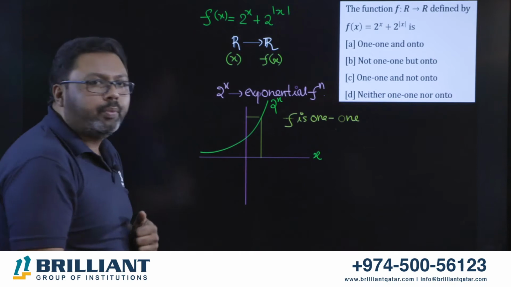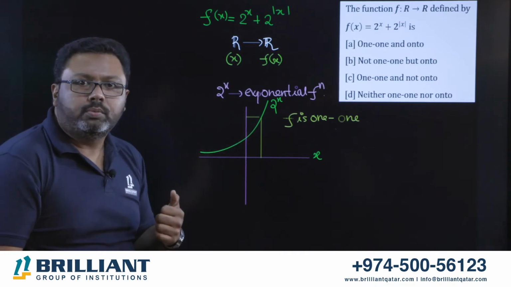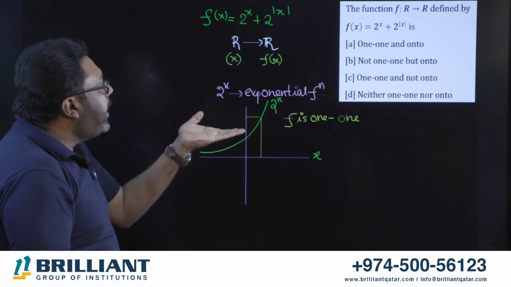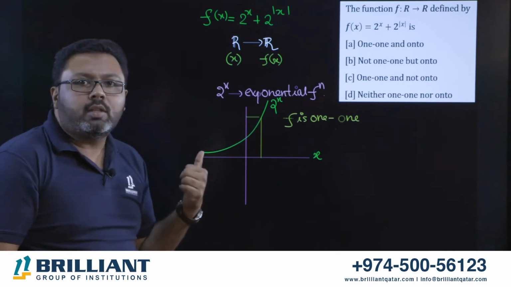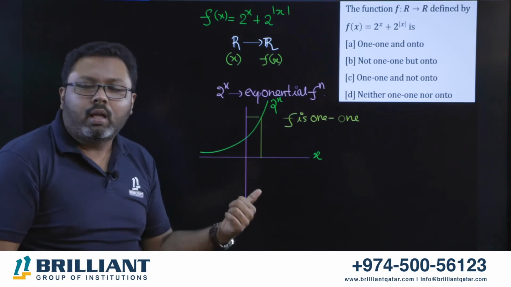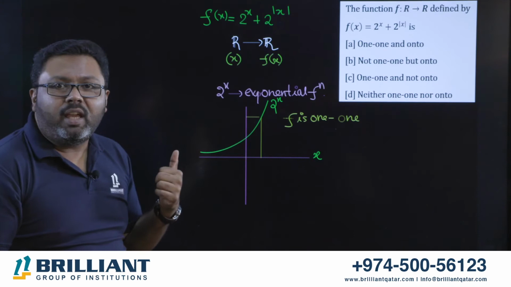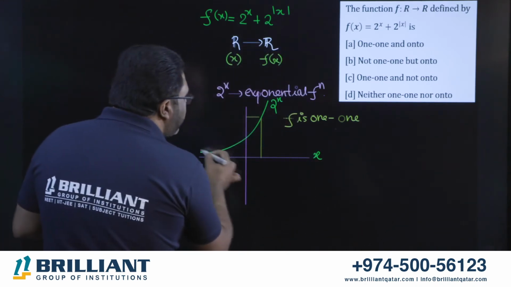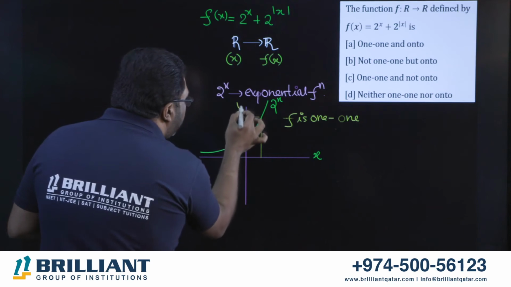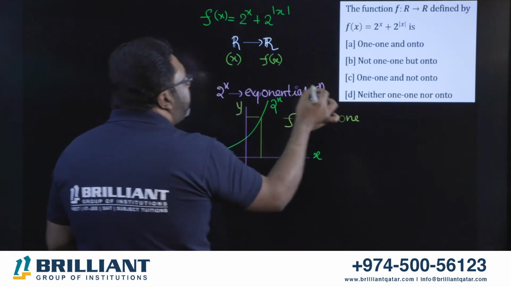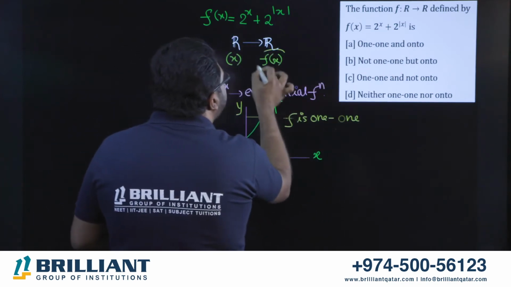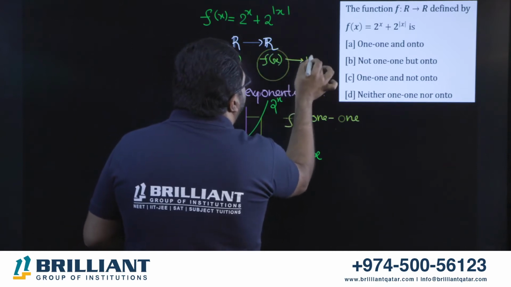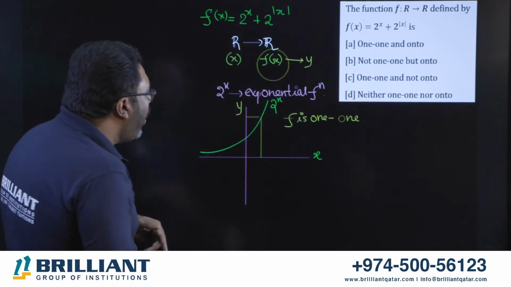What about onto? The onto cases: am I getting a pre-image for every real number? Let us look at it. 2 raised to x. Can you see? This f of x can be called y. Y is given to me as all real numbers.